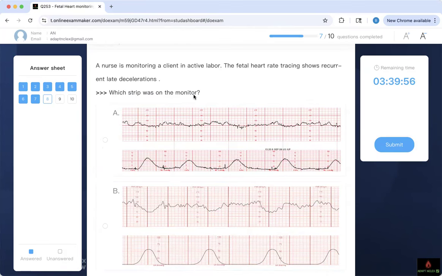Which strip was on the monitor? That means there was something the nurse saw. The nurse is monitoring a client in active labor. Patient is in labor. The fetal heart rate tracing shows recurrent late deceleration. Now, how do you know this is late deceleration, right? It's not variable, it's not early, it's late. So you do the same thing. We look at each one of them and ask, okay, what can I see? And I'll show you the trick to read it.